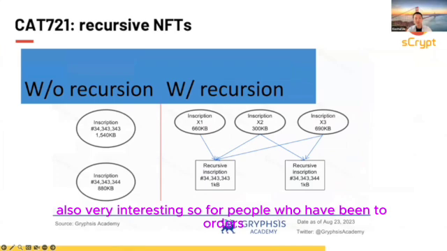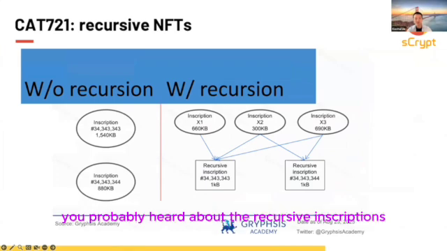For people who have been into ordinals, you have probably heard about recursive inscriptions. The idea is, let's say you have 10K high definition pictures you want to inscribe into your collection. You can do it, but it's going to be slow and expensive. You're going to upload 10,000 pictures, each maybe 1 MB, so it's going to be very, very expensive, either on Fractal or even on Bitcoin.